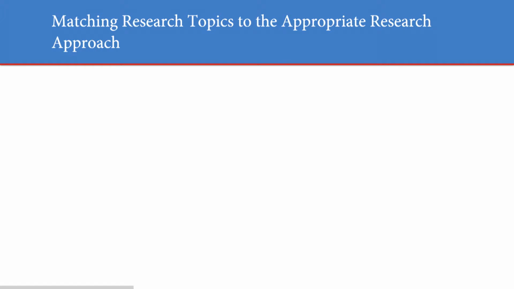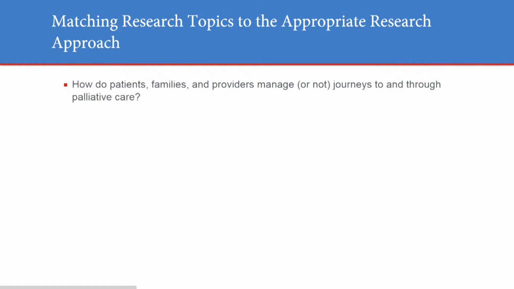So you want to match your research topic to the appropriate research approach. So here, for example, here's a question. How do patients, families, and providers manage or not journeys to and through palliative care? The point of this kind of research is to find out what's actually happening on the ground. So you might have a public health researcher or a clinician walking into it and assuming there's a particular kind of journey or there's a right way to do palliative care and the transfer into hospice, and they want to lay this groundwork for doing this sort of thing and have a survey to ask questions.